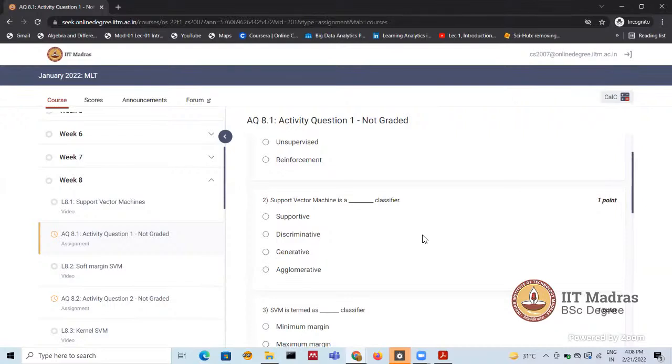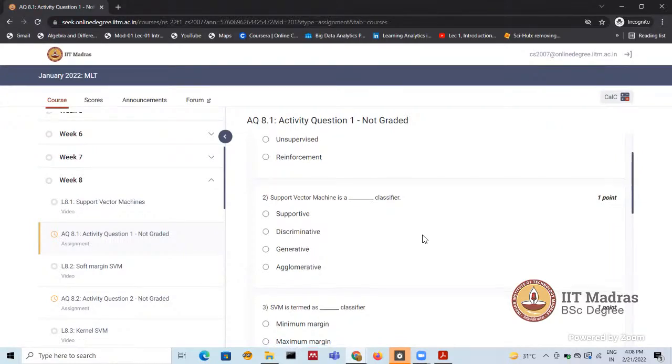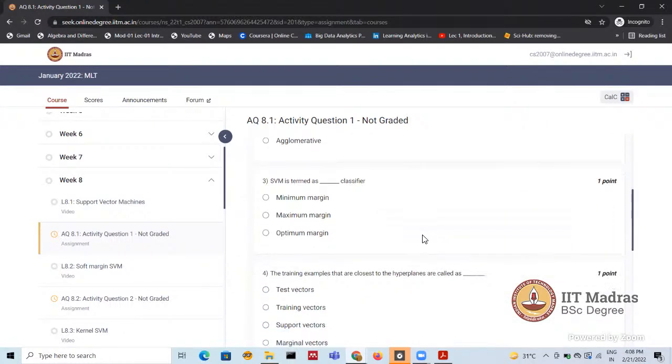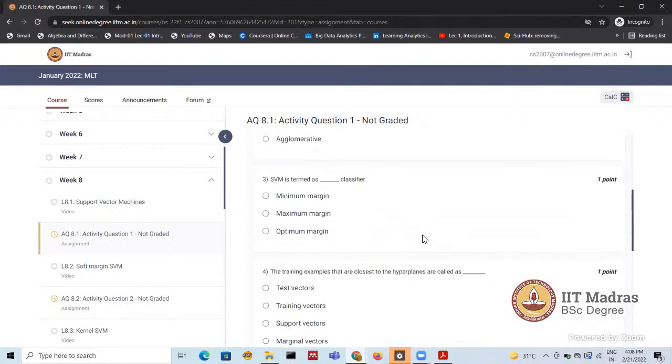Even in SVM, you have a hyperplane, and the way you find the output is that data points lying above the plane are positive and those lying below the plane are negative. So it's trying to differentiate your data points. That's why it's a discriminative algorithm. Even logistic regression and other things are also under this category. So next, moving to: SVM is termed as a dash classifier.